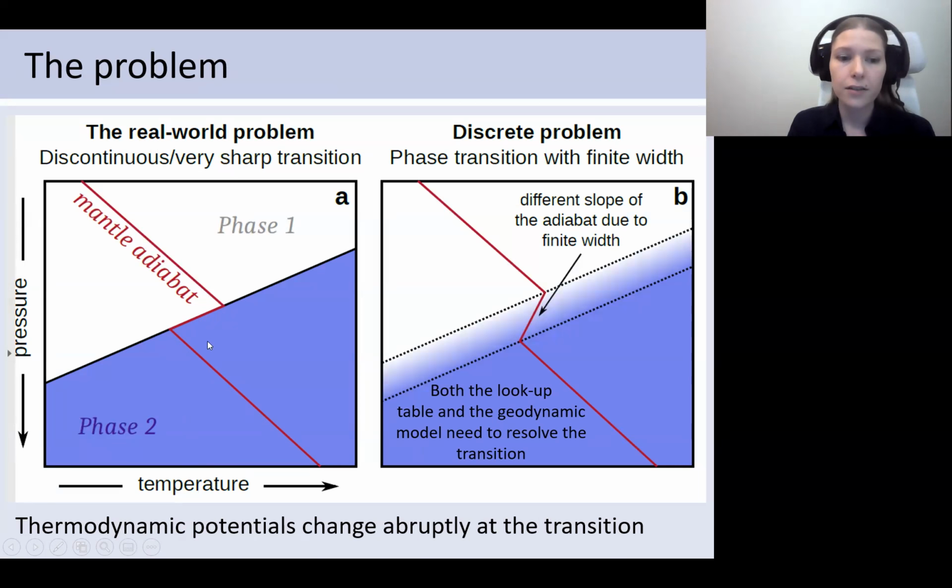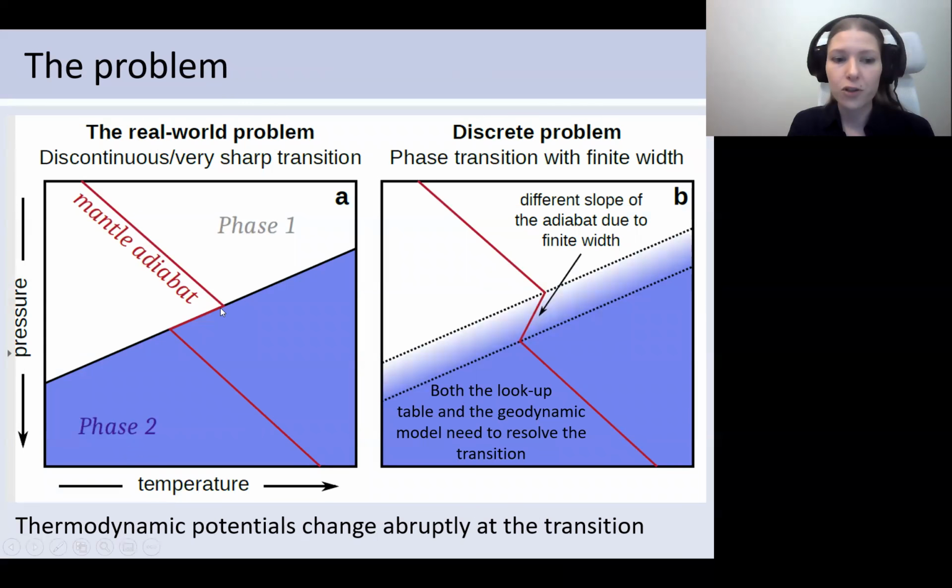to phase 2. And then the adiabat continues to increase in temperature as it increases in pressure. So that means the slope of the adiabat is different, but only if we're exactly on the phase transition. If we're a little bit above or a little bit below, then we don't predict this change of slope and temperature. So what does that mean when we go from the real world to our numerical discrete model? First, it means our phase transition has to have a given width, which is just limited by the resolution of our model. And there are two different resolutions. One is the resolution of the geodynamic model. The other one is the resolution of the lookup table. And both have to resolve the phase transition.